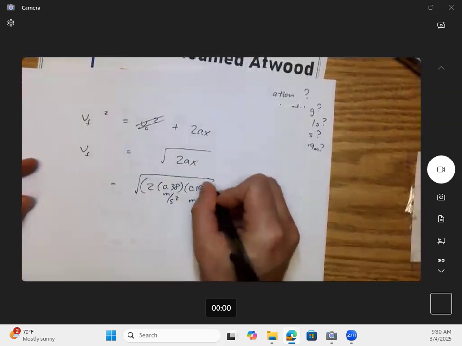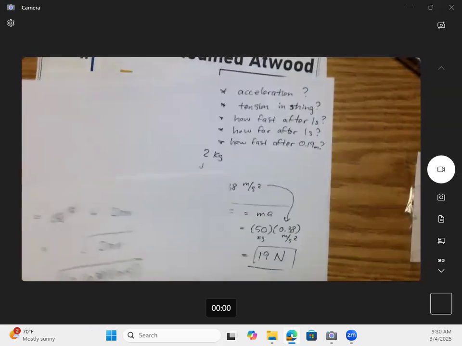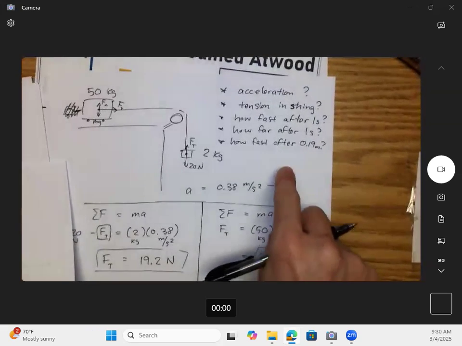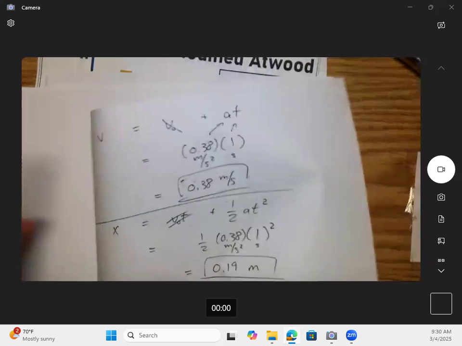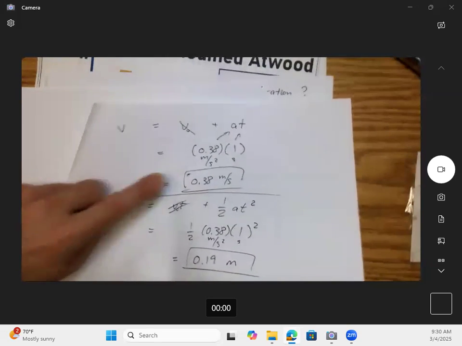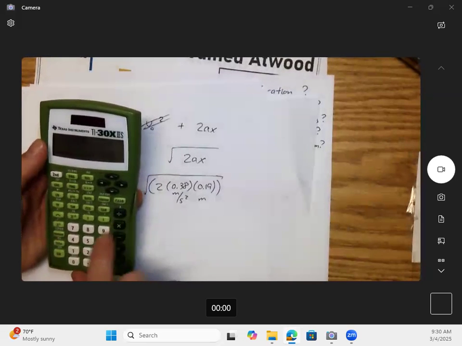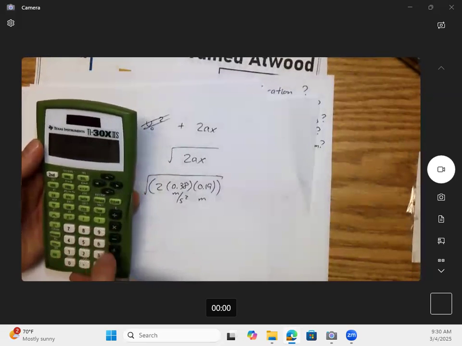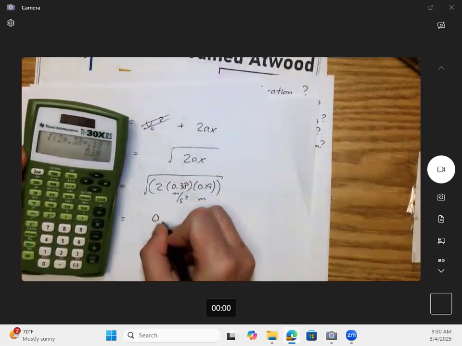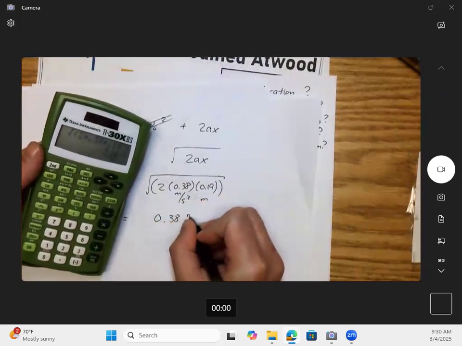Take the square root of all that, and I better get 0.38 meters per second. Right, that's got to be the answer. So it's the square root of 2 times 0.38 times 0.19. Yeah, that's exactly it. 0.38 meters per second.